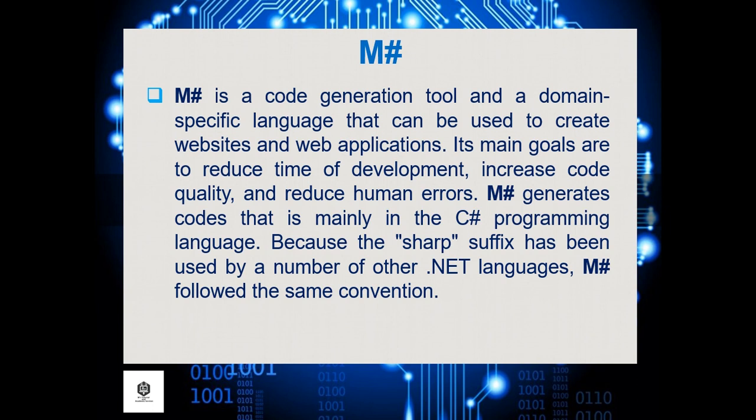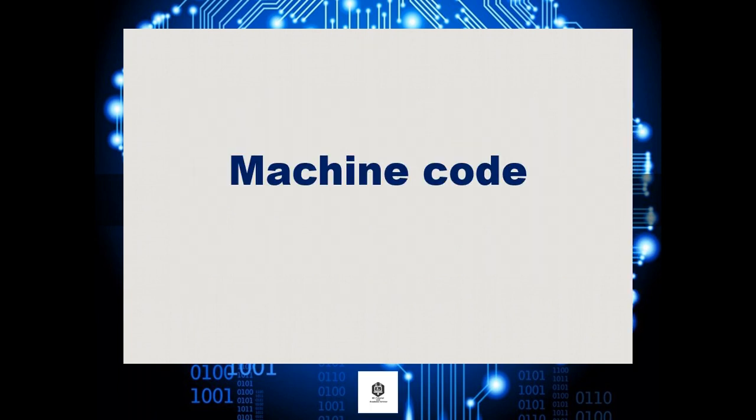M Sharp is a code generation tool and a domain-specific language that can be used to create websites and web applications. Its main goals are to reduce time of development, increase code quality, and reduce human errors. M-Sharp generates code that is mainly in the C-Sharp programming language. Because the sharp suffix has been used by a number of other .NET languages, M-Sharp follows the same convention.